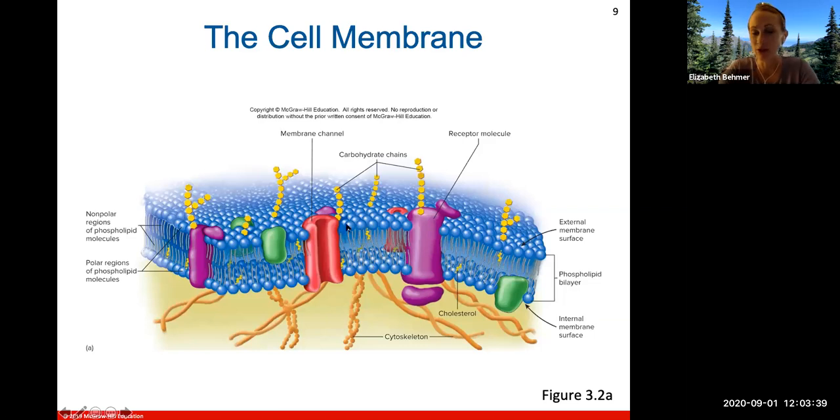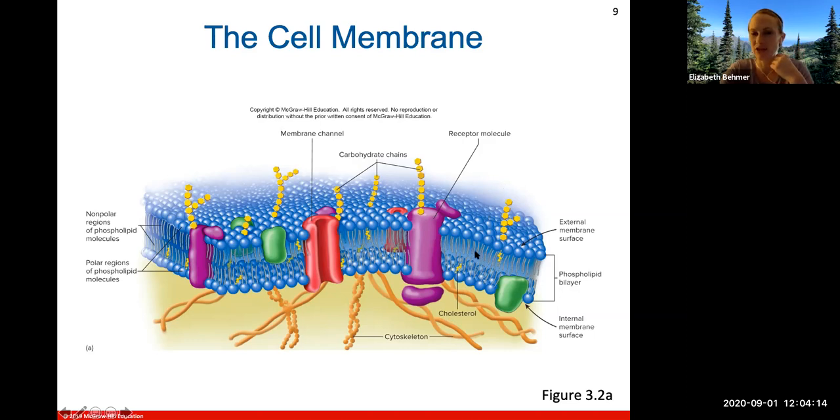So all of these blue little circles, that's the head part of the phospholipid. And again, the head part loves water. It's hydrophilic. So it will be in contact with water on the exterior side of the cell and also on the interior side of the cell. So again, this is a structure of the cell membrane. We call it the phospholipid bilayer because there's two layers of these phospholipids. The head part of those phospholipids touches the water, either exteriorly or interiorly.